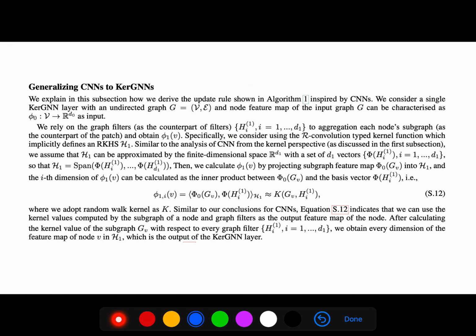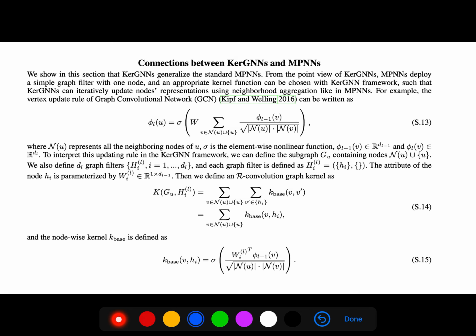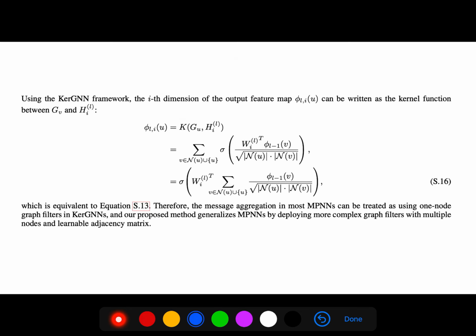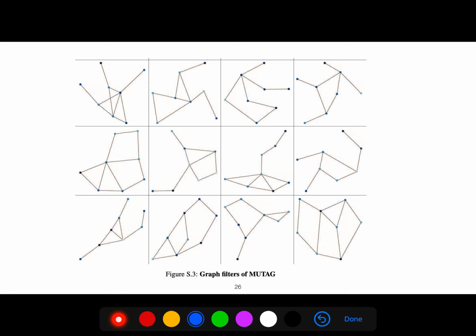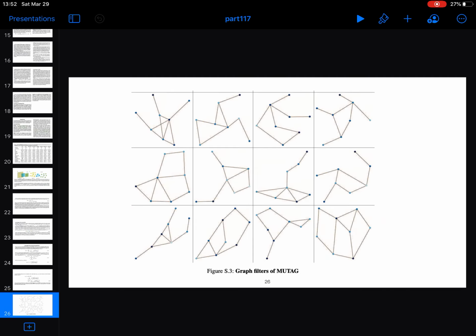So this was the motivation that is written in the appendix. The connection between kernel GNN and also the message passing neural network, these are in the appendix. And so these are the graph filters that are discovered for MUTAG. The Mutagenicity dataset is very important, even if you want to do some interpretability, some explainability, it's very important.